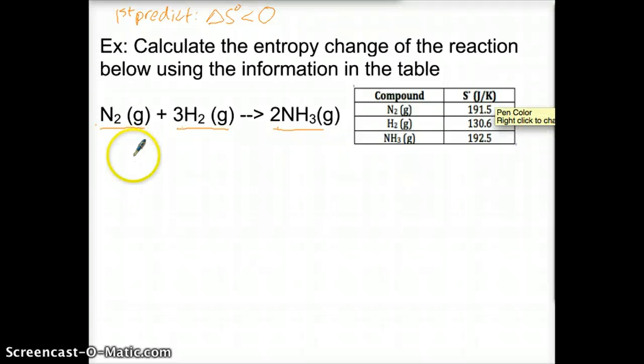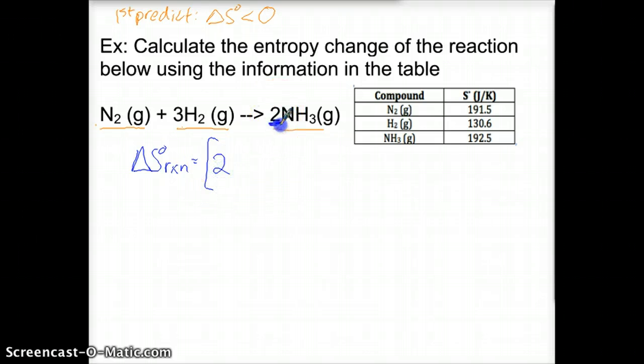So delta S naught of the reaction is going to be equal to the entropy of my products, so a coefficient of 2 here, times the entropy of NH3. If I look in the table, the entropy of NH3 is 192.5. That's my only product, so I can end my bracket.